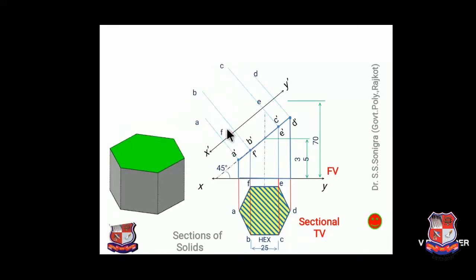Now join all these points A, B, C, D with straight lines. So this is the true shape of this cut portion. Write the name over here. It's the true shape of this hexagonal prism. When this hexagonal prism is cut at an angle of 45 degrees with the XY line, this is the true shape. Hope it's clear to you.